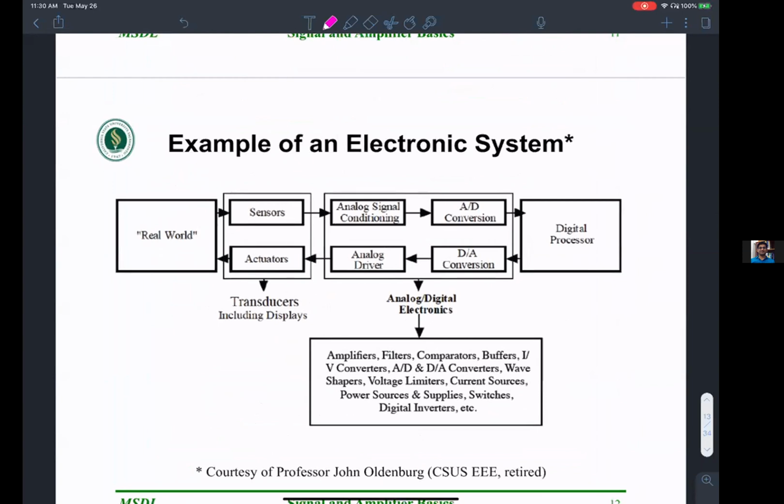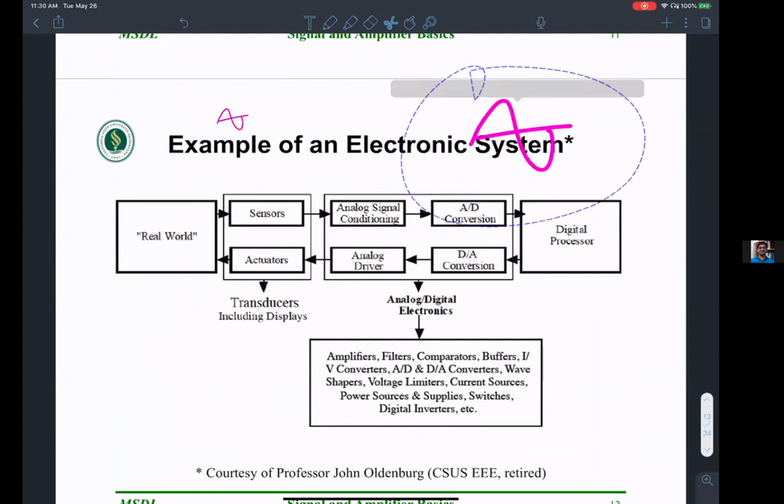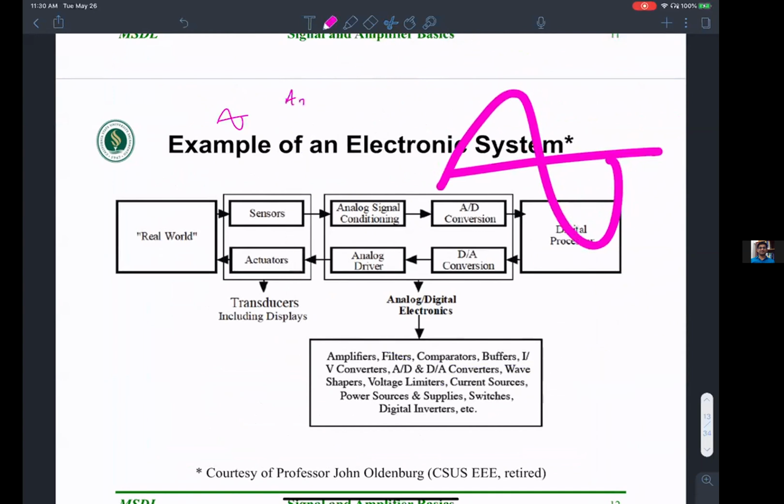Can an amplifier decrease the voltage, like make it smaller? Yes, it can. If the amplifier magnifies the size, then you say the gain is greater than 1.